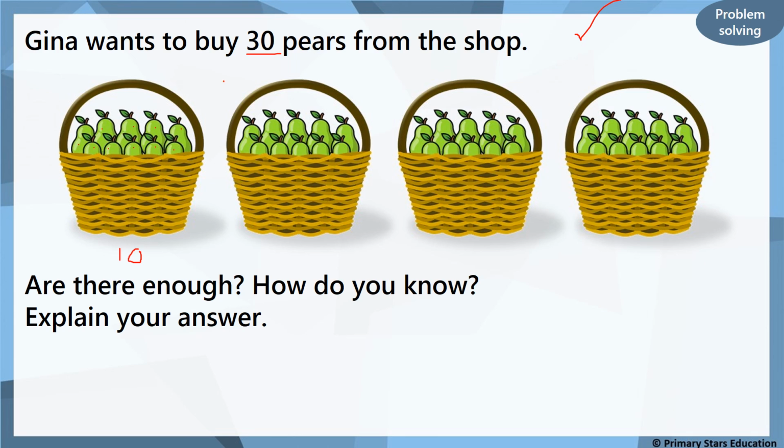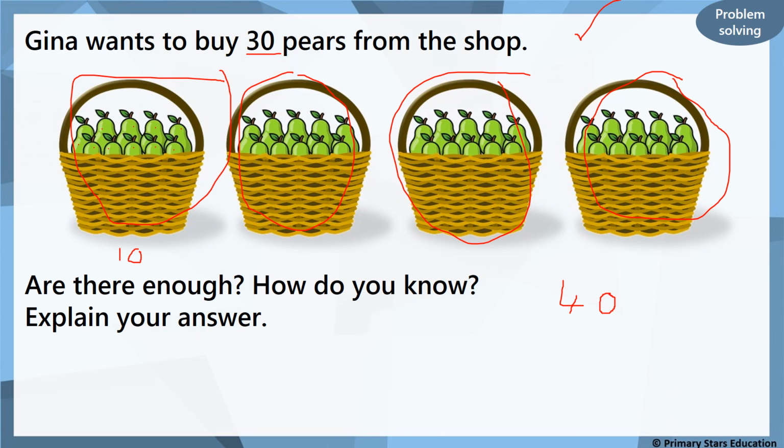10, 20, 30, 40. So there are 40 pears left in the shop. And if Gina wants to buy 30 of them, does that mean there are enough if there are 40? Yes, there does, doesn't there? Because 40 is a bigger number than 30.